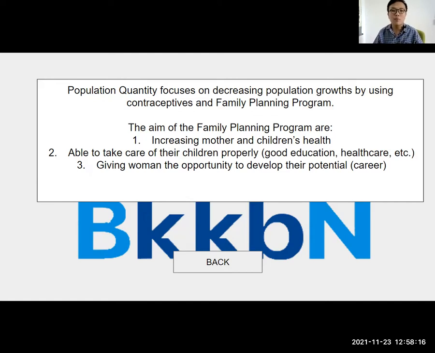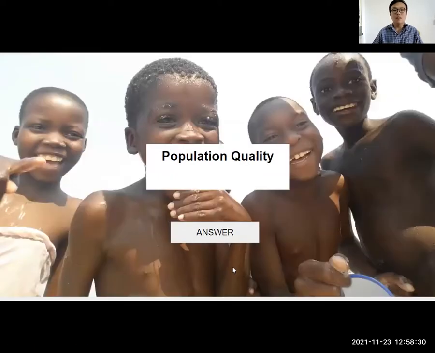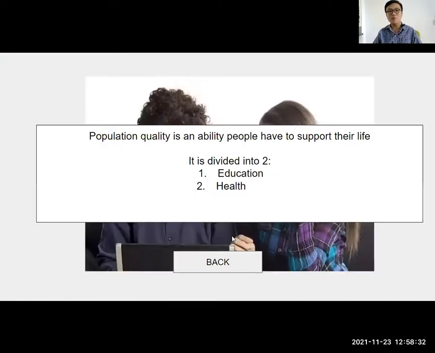Third is by giving women the opportunity to develop their potential. So this could be in the form of a career in which women now can become executives in a company and work where they want to. Secondly is the population quality. So the population quality is the ability people have to support their life. And it is divided into 2.